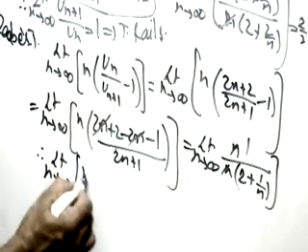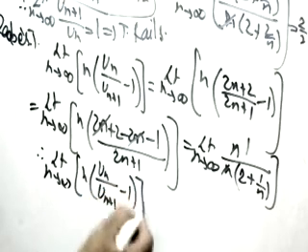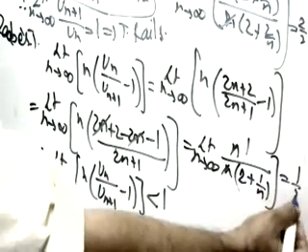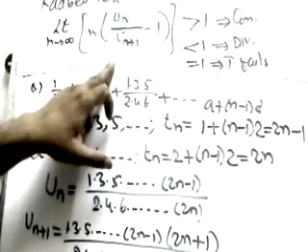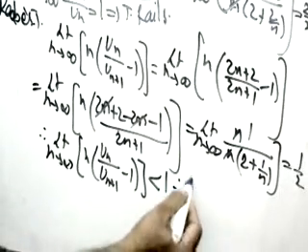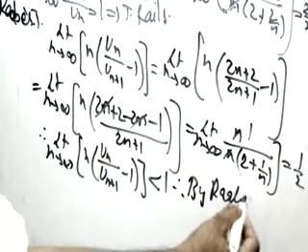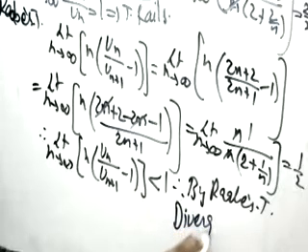So limit n tends to infinity, n into (u(n)/u(n+1) minus 1), we got 1 by 2, which is less than 1. Therefore for less than 1, as we have written at the top of the board, the series is divergent. Therefore by Raabe's test, the series is divergent.